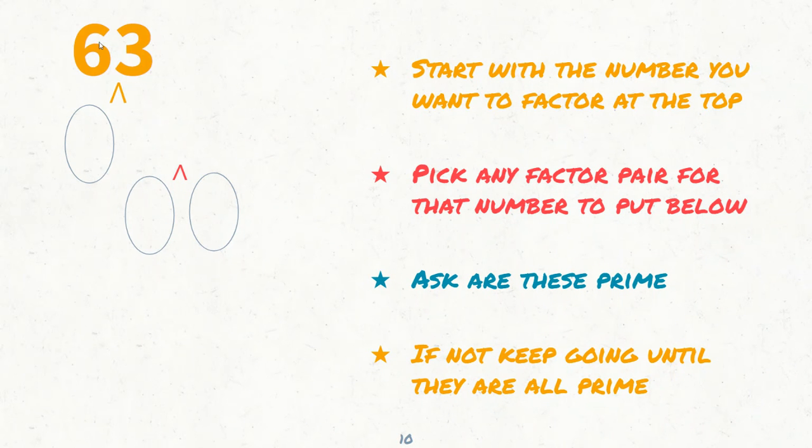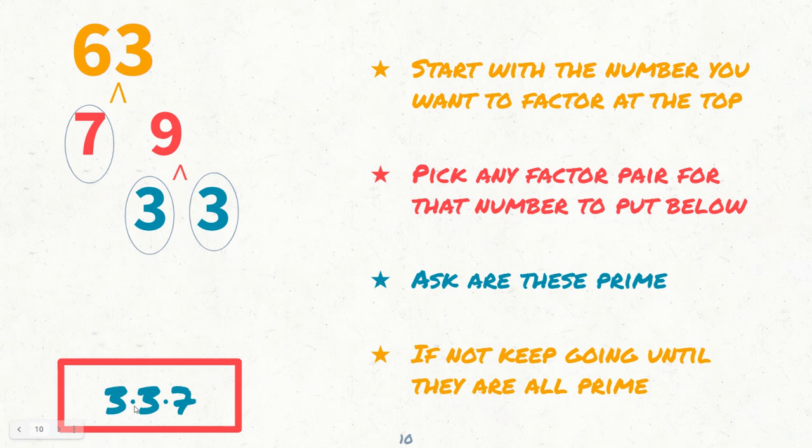Okay, to do a factor tree, you start with the number at top, you give it branches. You pick any factor pair, and then ask, are they prime? Well, 7 is, so I circled it, but 9 is not. And when we're done, we have the prime factorization for that number.